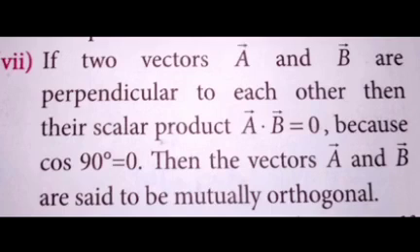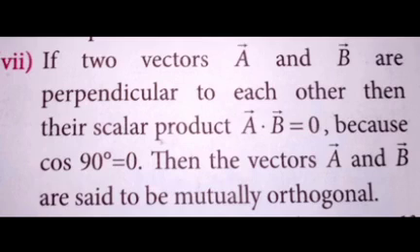Students, next, the 7th property. If the two vectors A vector and B vector are perpendicular to each other, then the scalar product A vector dot B vector equals 0, because the cos 90 value is 0.